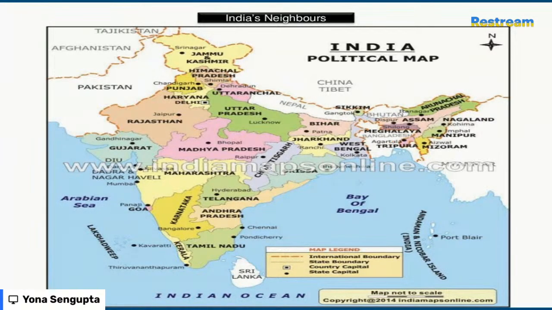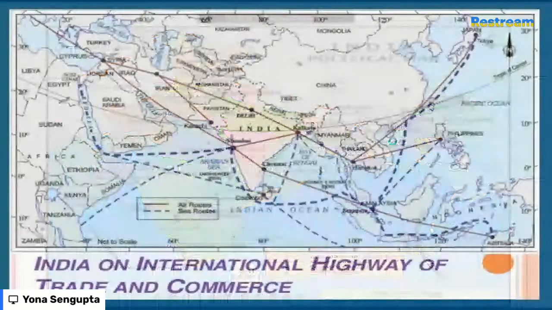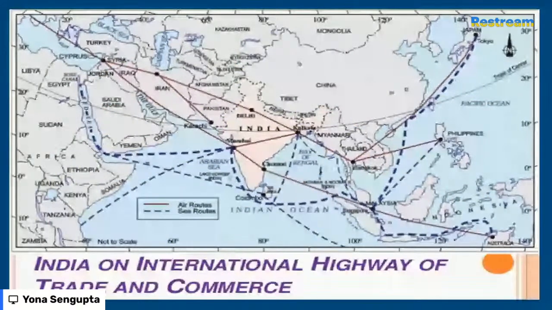This includes India's neighboring countries: Sri Lanka, Maldives, China, Pakistan, Afghanistan, Tajikistan. It is surrounded by the Arabian Sea and the Bay of Bengal also. So this is India on the international highway of trade and commerce.